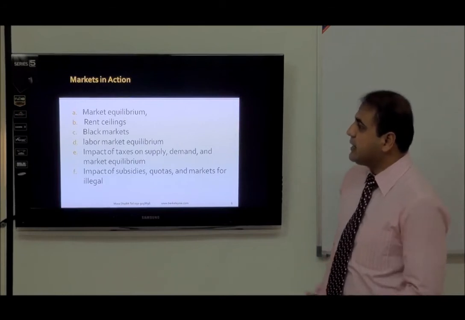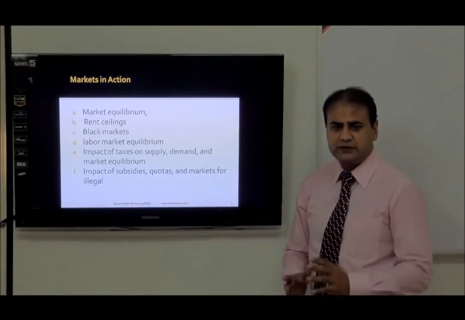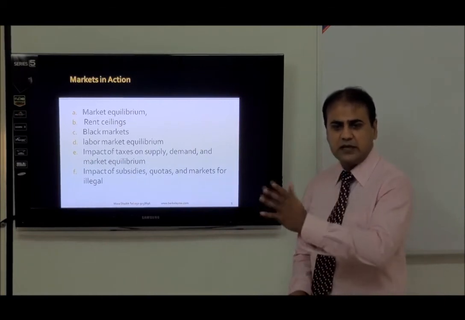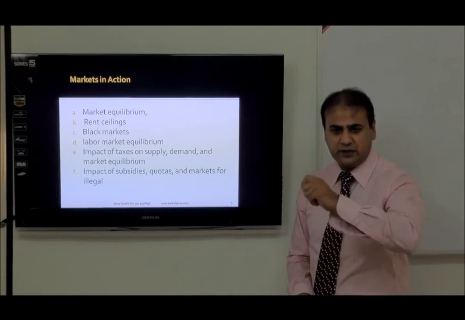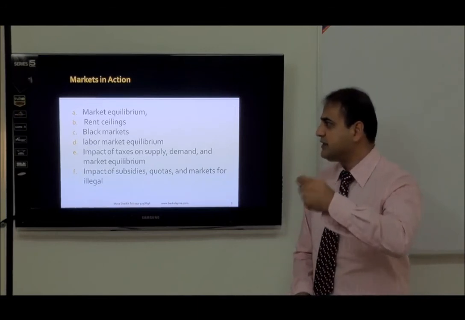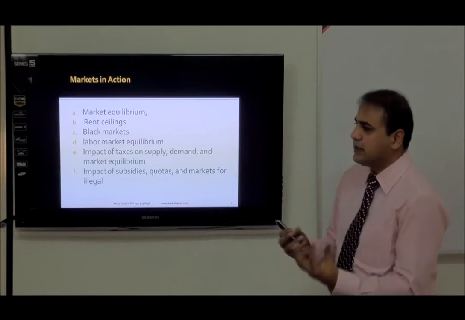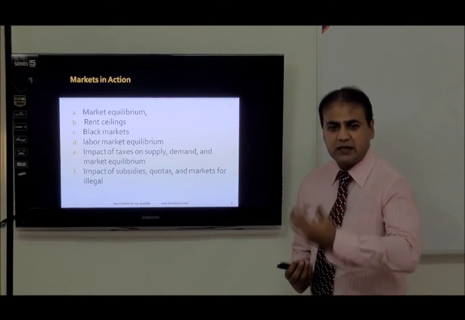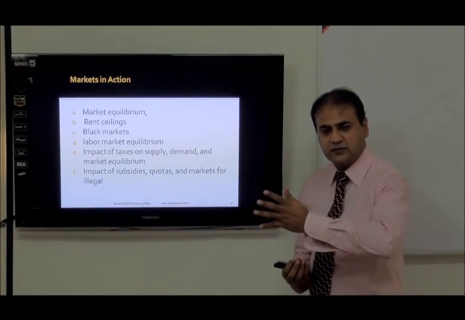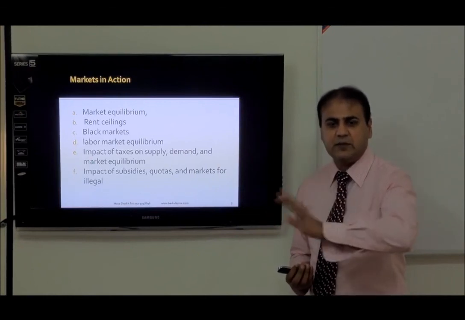And market inactions. First of all, what is market equilibrium? This is basic: where the demand curve intersects the supply curve. This point is called market equilibrium. This is a basic definition of the market, and this is the point which we call the price. The price mechanism is where the demand curve intersects the supply curve. This is equilibrium and also the price setting mechanism.